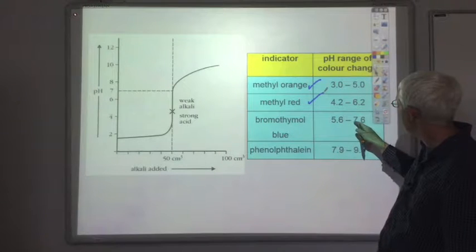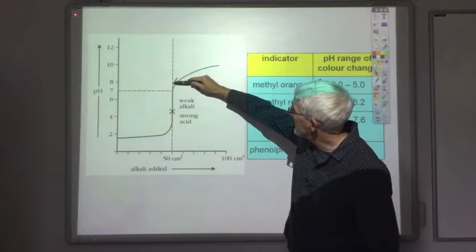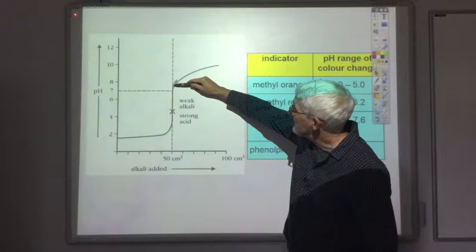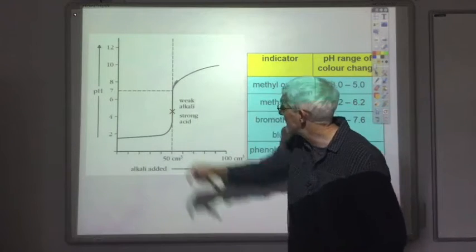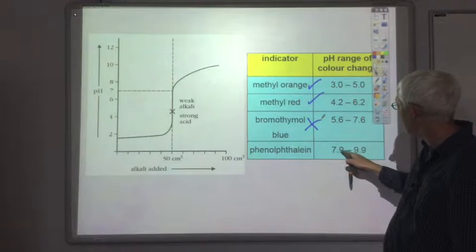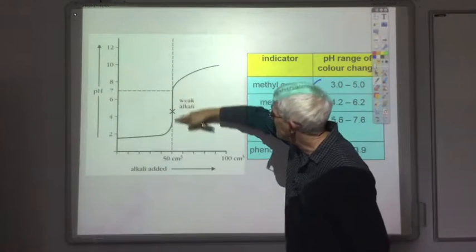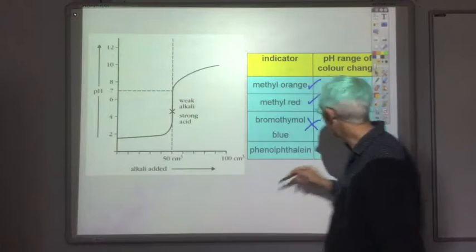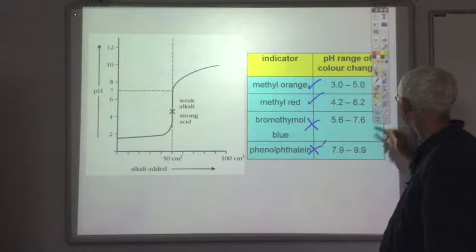Bromothymol blue, 5.6 to 7.6. So that's from about there to there. Now that is not within the range of the rapid change of pH. It's gone off this curve, so that wouldn't be useful. And phenolphthalein, from 7.9 to 9.9, is not in this region at all, so that would be useless. So we can use those two indicators but not these two.